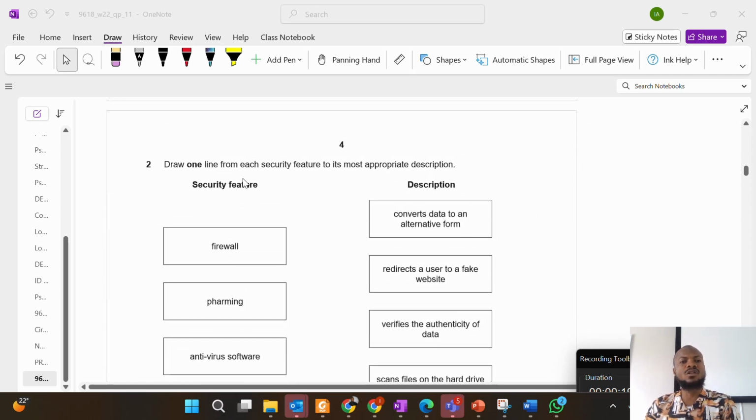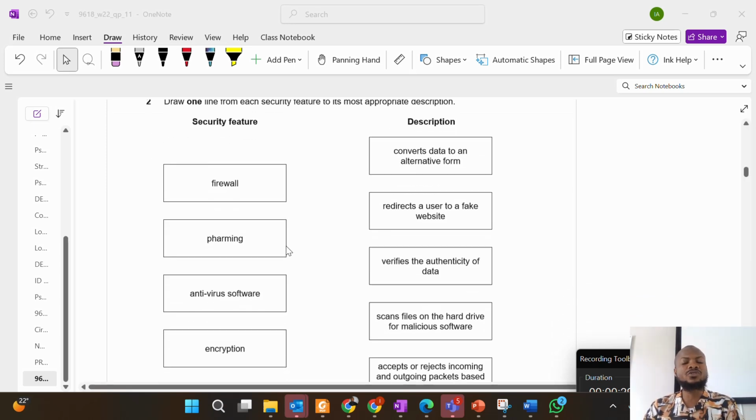So draw one line from each security feature to its most appropriate description. The security features are firewall, pharming, antivirus software, and encryption. You're asked to draw a line to this. First and foremost, let's try to understand what these 4 terms are so that we can know the correct block to match it with.